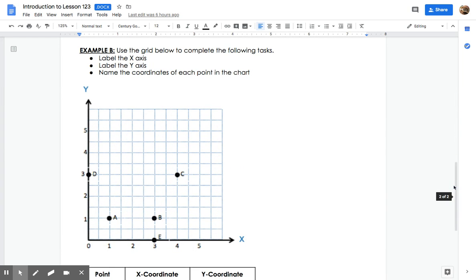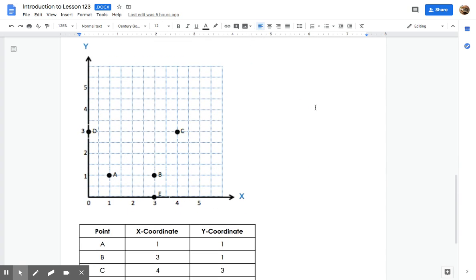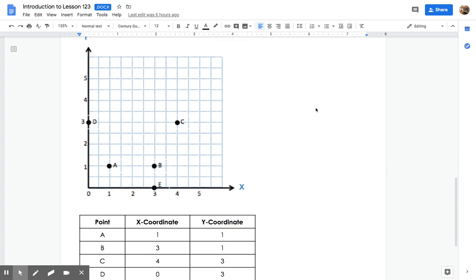It says use the grid to complete the tasks. So first label the x-axis, then label the y-axis, then name the coordinates of each point in the chart. So I've got my x-axis labeled here, because that's the line that goes horizontally, and the y-axis is labeled right here, because it's going vertically. The last thing I need to do is name the coordinates at each point in the chart.